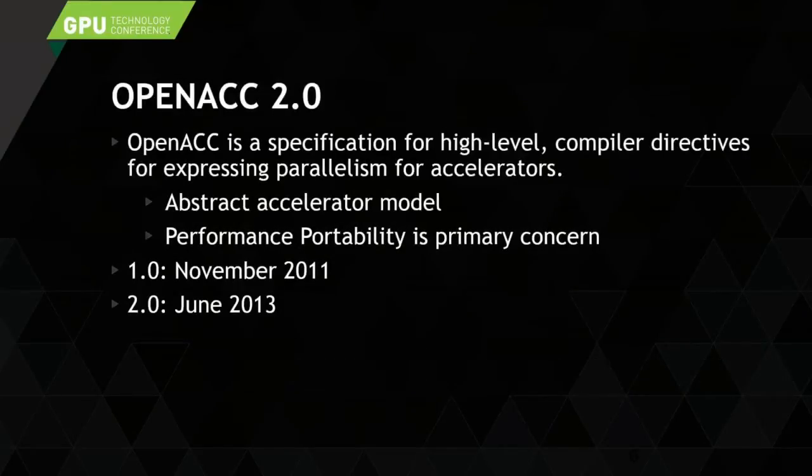OpenACC is currently in version 2.0. Michael just talked about version 2.5 and 3.0. They'll be coming in the near future. It is a specification for very high-level compiler directives, specifically designed around parallelism for accelerators, so massively parallel processors. It has an abstract accelerator model where we've found the common features of each, what we view an accelerator would look like, and we've abstracted that away. So you can represent all of this at a high level, the parallelism in your code, and not focus on the nitty-gritty of each individual accelerator.